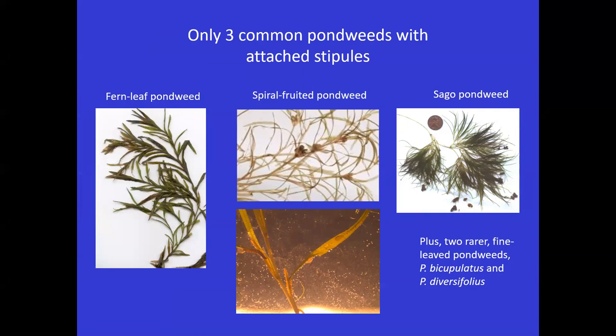And I don't have a good picture of the sago pondweed stipule, so I'm sorry that I can't show you that. But there are two rarer fine leaf pondweeds, Potamogeton bicupulatus and diversifolius, that also have an attached stipule. But if you can identify this feature, then you have instantly narrowed down whatever plant you've got hugely. So it's very handy to know how to identify an attached stipule.